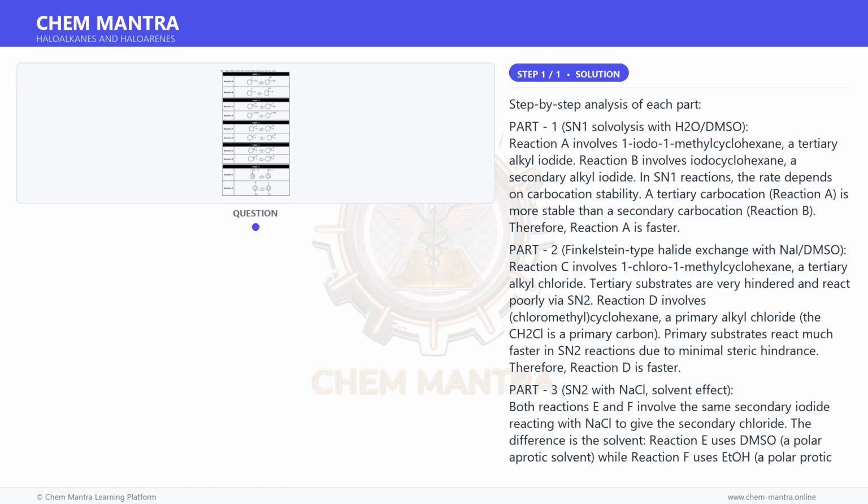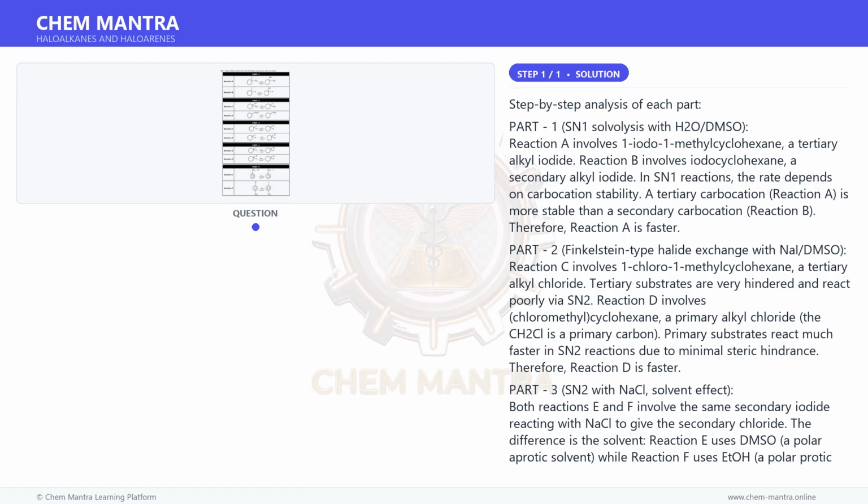Part 5. Finkelstein reaction with NaI-acetone. Reaction I involves benzyl chloride, a primary benzylic chloride, PhCH2Cl, and reaction J involves 4-methylbenzyl bromide, a primary benzylic bromide. In the Finkelstein reaction, SN2, the leaving group ability matters. Br is a better leaving group than Cl, which would favor reaction J.